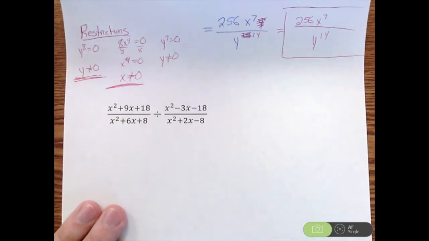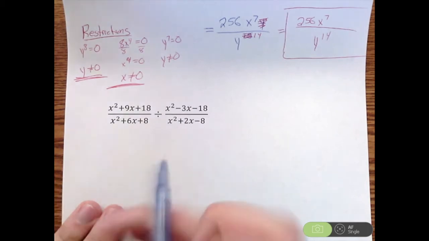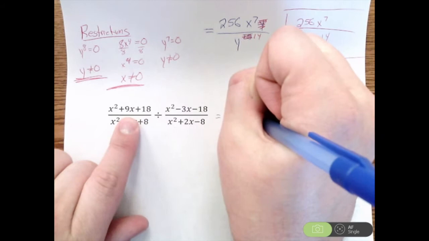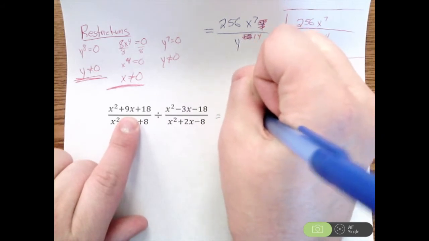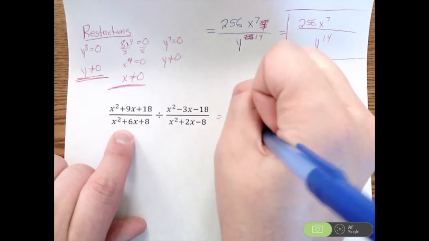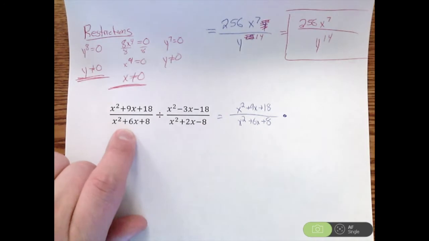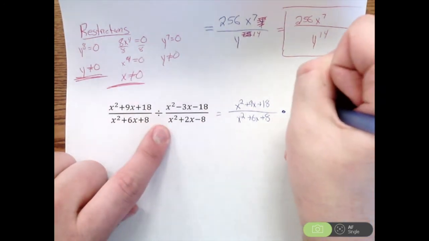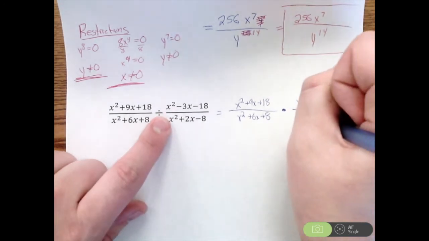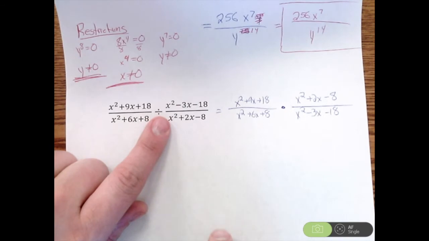Two big rational expressions, one divided by the other. Now remember, whenever we're dividing rational expressions, we take the reciprocal of the second one. So the original stays the same, x squared plus 9x plus 18 over x squared plus 6x plus 8. The division changes to multiplication. And now I have x squared plus 2x minus 8 divided by x squared minus 3x minus 18.